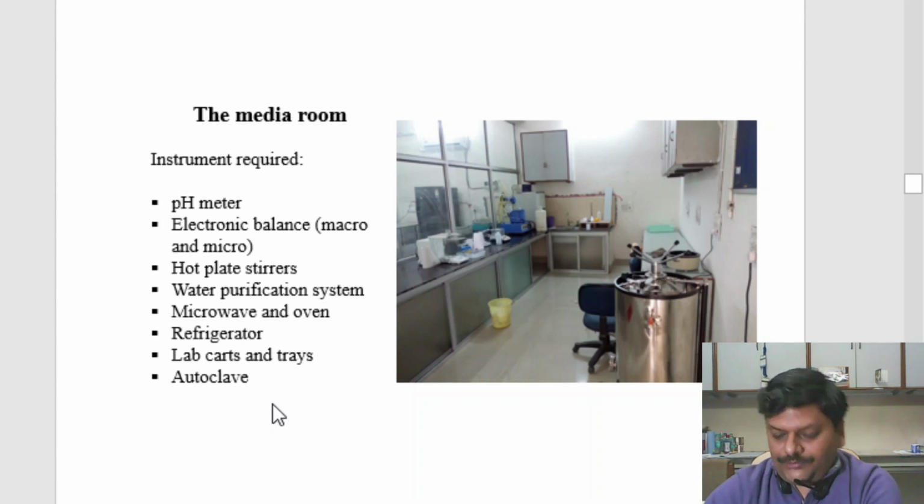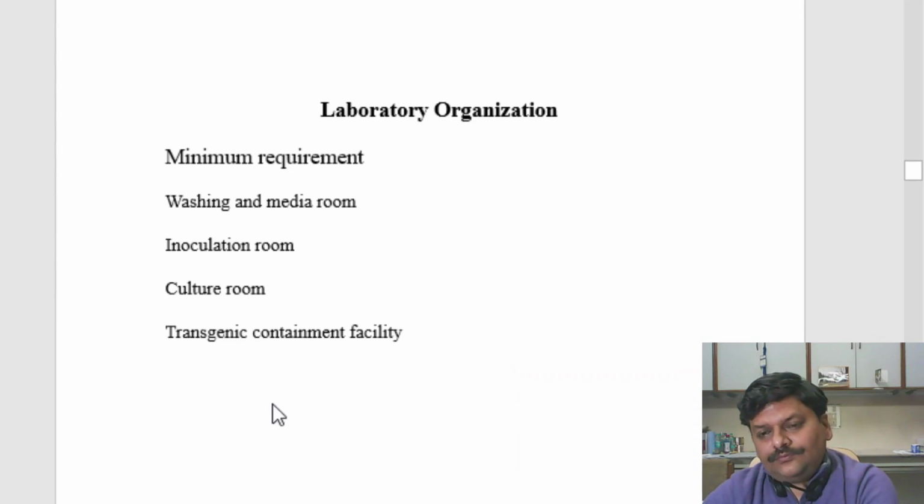So when it comes to laboratory setup, the minimum requirement for a laboratory setup is a washing and media room. That means where we do day-to-day washing as well as preparation of nutrient media. Second is the inoculation room. That means where exactly we do the plant tissue culture practices.